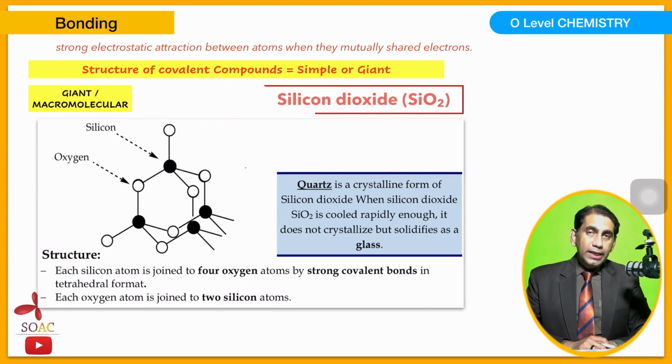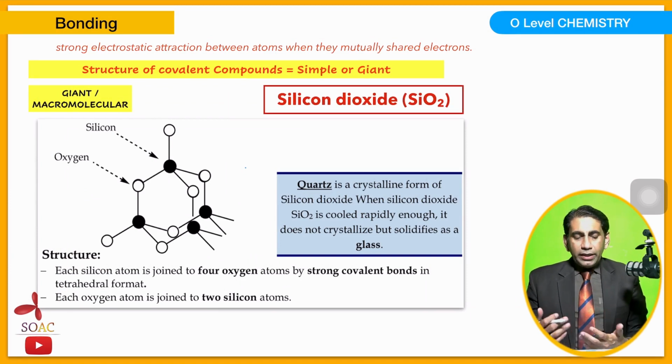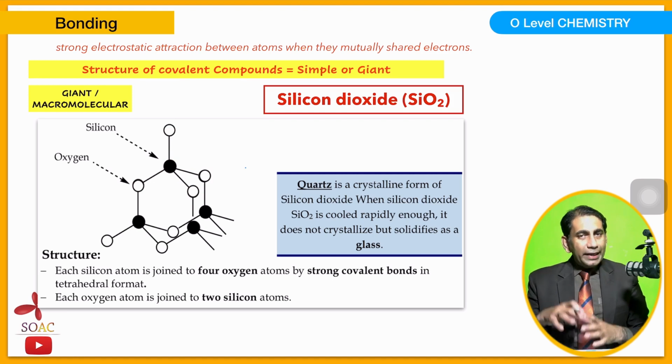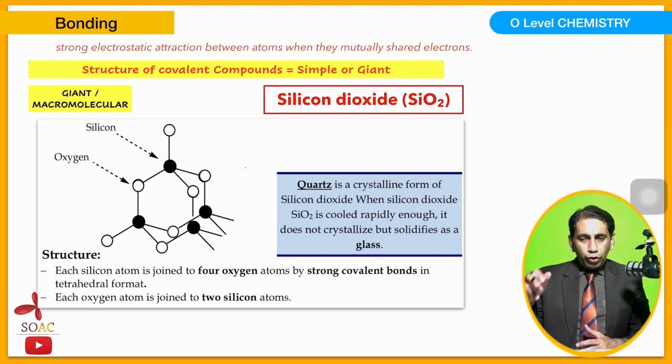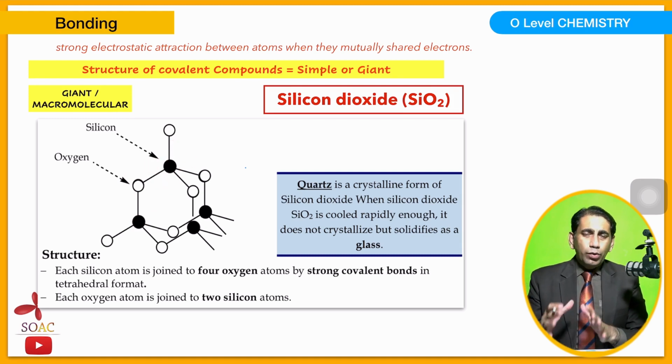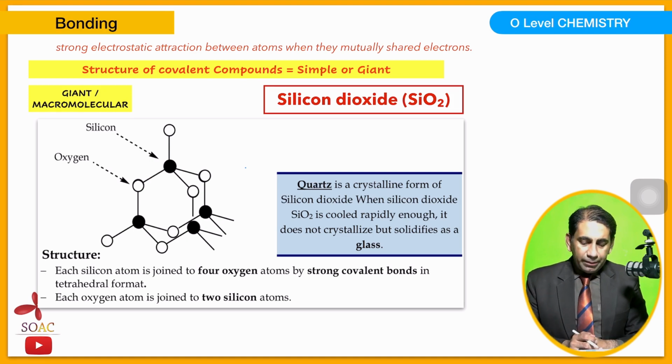Let's talk about silicon dioxide. Silicon dioxide also has a giant or macromolecular structure. In it, silicon is the central atom with four oxygen atoms around it. Each silicon is directly bonded with four oxygen atoms, and each oxygen is directly bonded with two silicon atoms. The structure is quite similar to that of diamond.